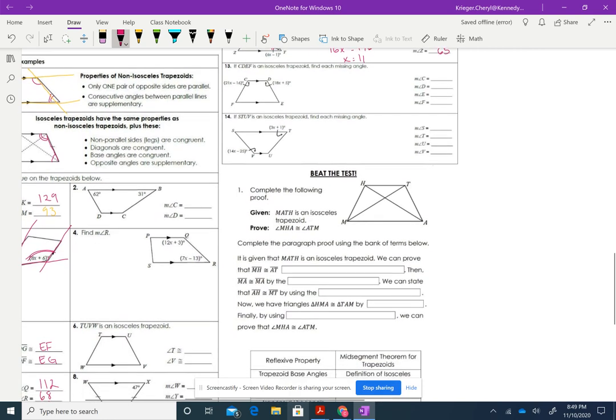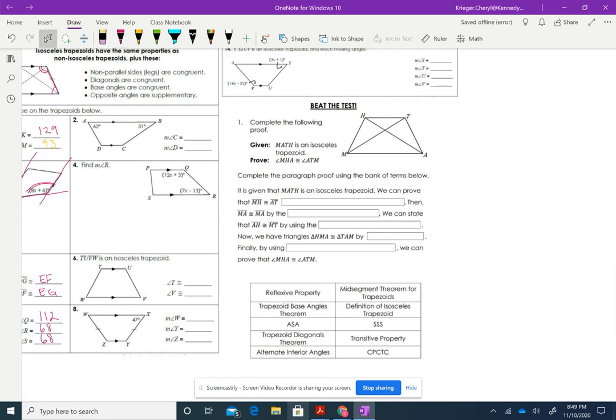Okay, I'm going to leave you 13 and 14, and we're going to beat the test. So here we go. I have MATH, very creative, is an isosceles trapezoid. Prove angle MHA is congruent to ATM. Okay, so these angles are congruent. That's what we're trying to prove.